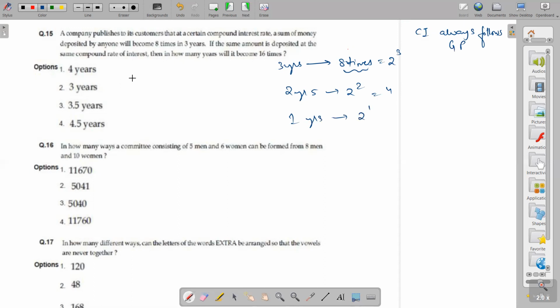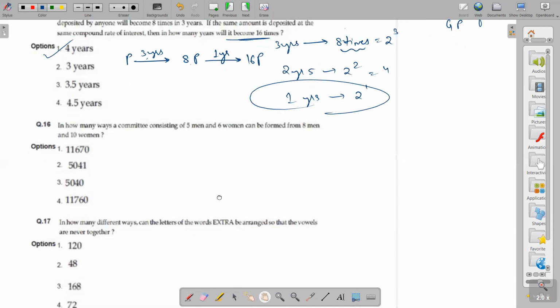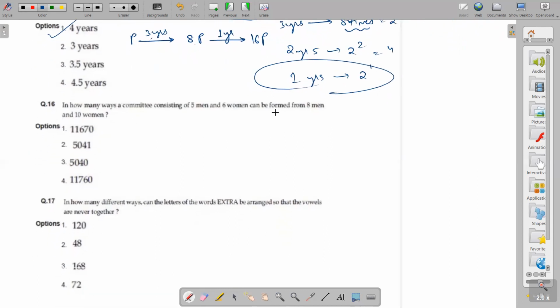So what the question says is that P becomes 8P in 3 years, and we have to make it 16 times, 16P. This is getting doubled, 8 to 16. And doubling happens in 1 year. So 3 years plus 1 year, 4 years is the answer. We have to find in how many years it will become 16 times. In 4 years, it will become 16 times. Okay, let's move on. This is a permutation question, a PNC question.